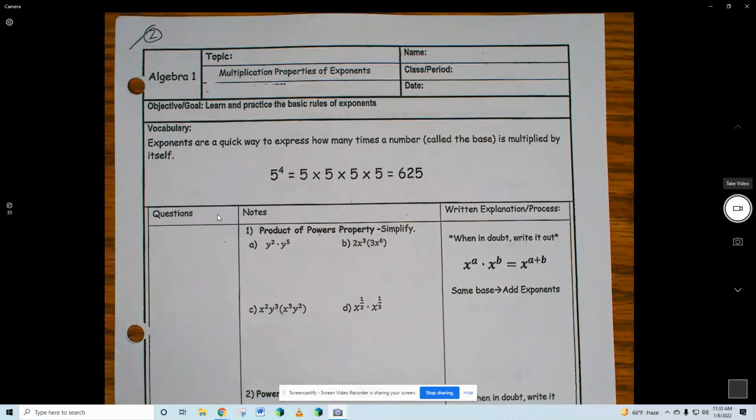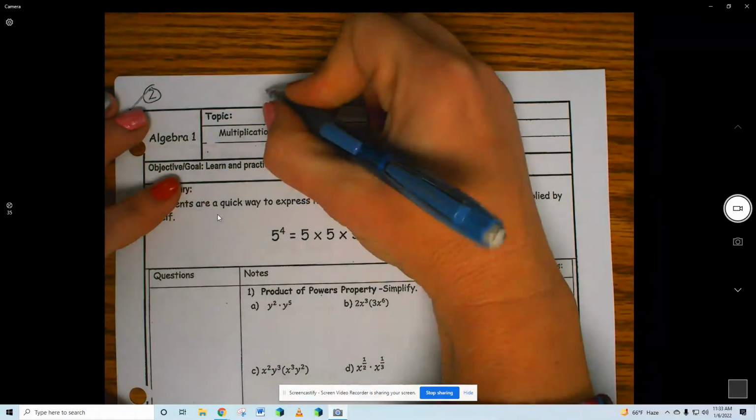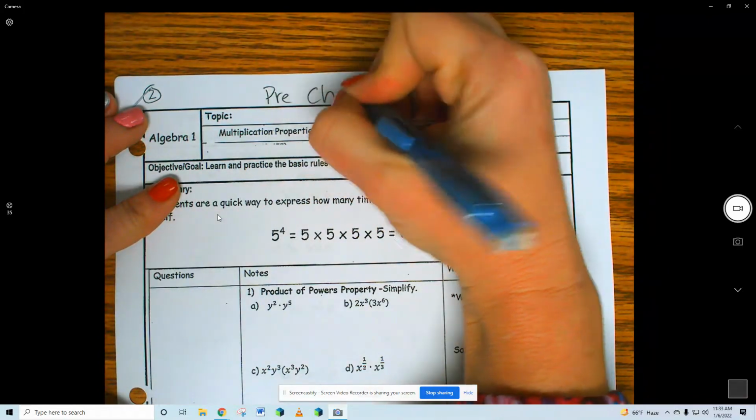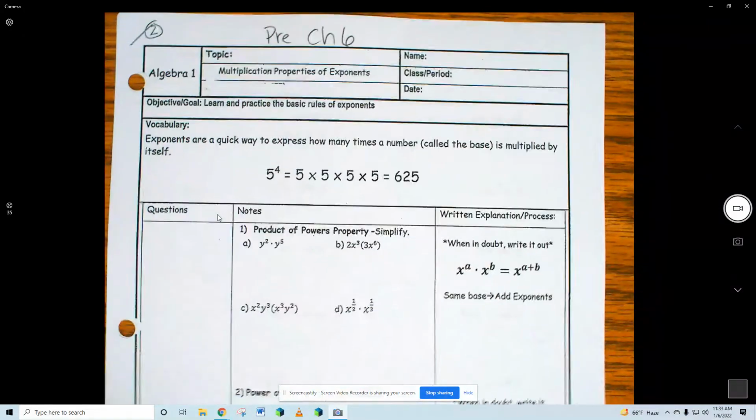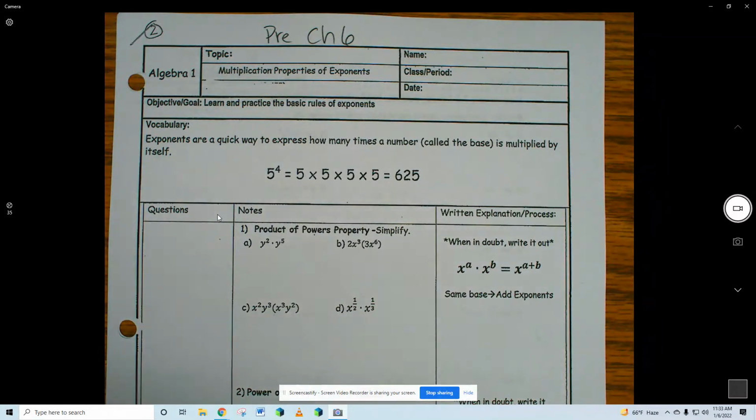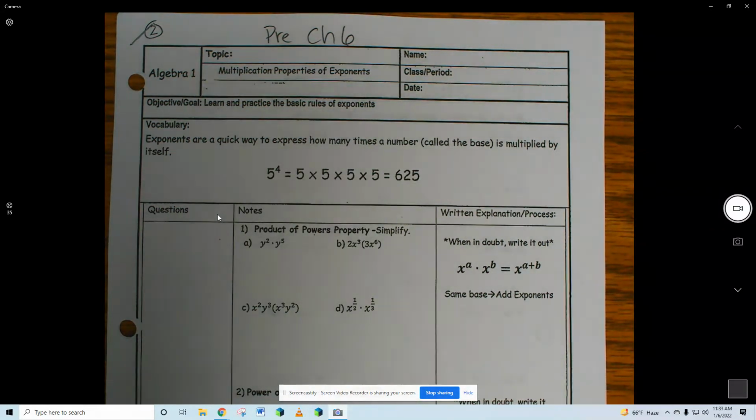Hi, we are reviewing exponents. Before we go into chapter 6, we need to really know exponents well. So this is like a pre-chapter 6. And we're going to first talk about one of the basic parts of exponents, multiplying exponents.